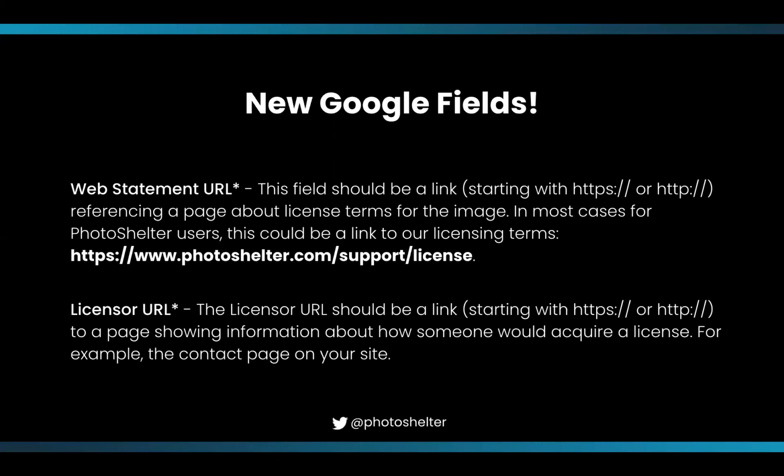There are 2 new Google fields that have just come out. I think PhotoShelter was the first one to have it. The 2 fields are web statement URL and licensor URL. The web statement URL is a link referencing a page about your licensing terms for the image. That could be on the company that you work with. In PhotoShelter, we have our own licensing terms, which people are welcome to use, or you can create your own, copy it, put it on a custom page and use that, and then reference that link in your IPTC.